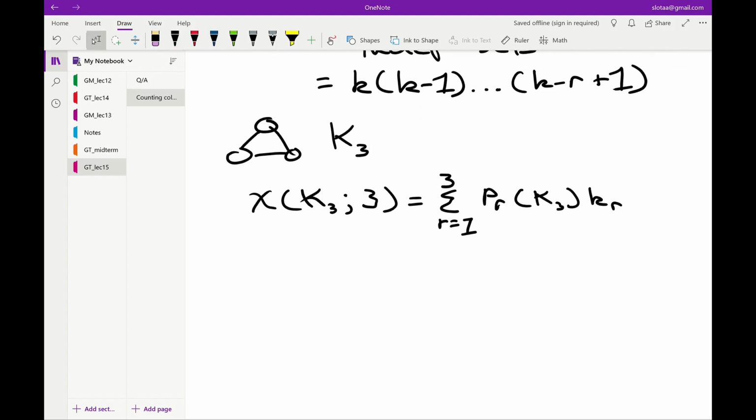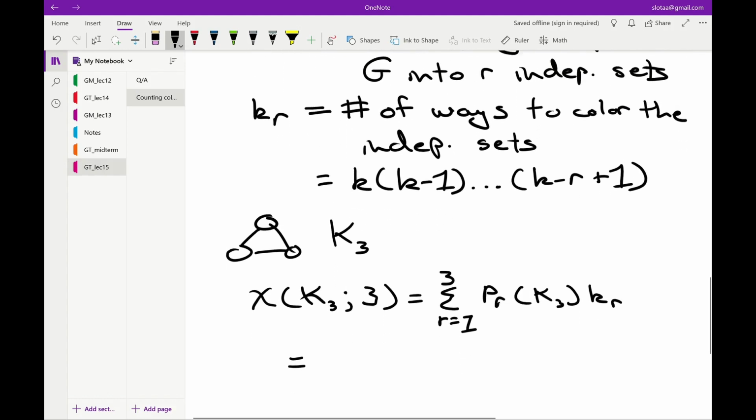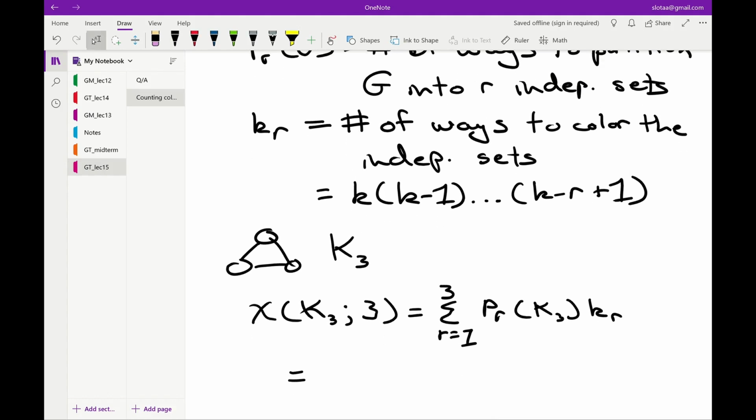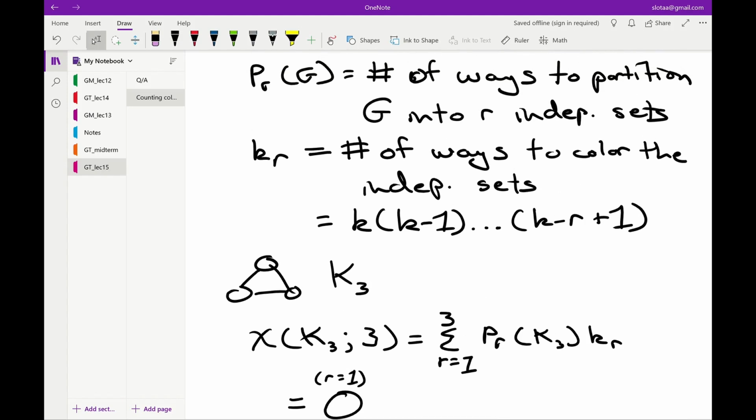So we're summing, so let's consider R equals 1. For R equals 1, the number of different ways we can partition G into R independent sets, into one independent set, is 0. So this is R equals 1. And why is that 0? Well, like I said, with a clique, every single vertex has to be in its own independent set.